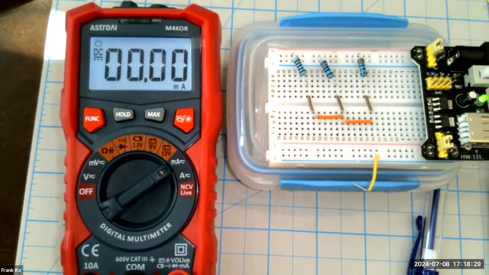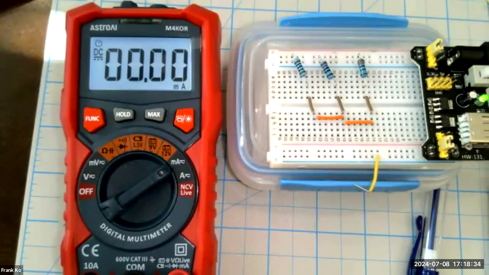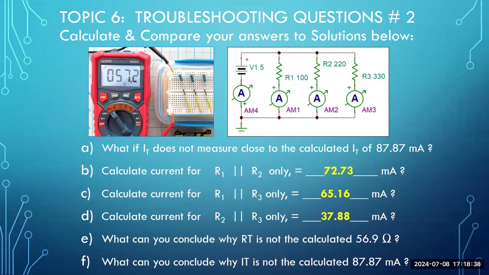So let's finally go back to our share screen and share. All right, am I sharing the right screen? Yes, I am. So do we in fact verify a measurement close to this calculated number, a measurement close to this, a measurement close to this, and our I total under ideal conditions is pretty close to 87.87 milliamps.